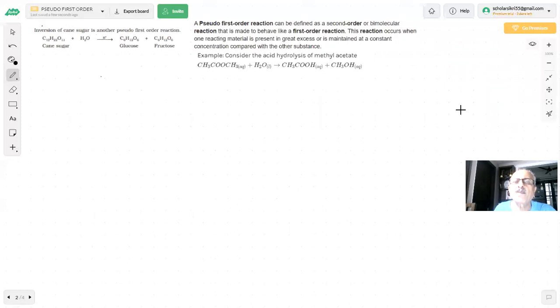And for example, what happened is that certain reactions are actually second order, but under certain conditions, they behave like first order. What is the meaning of pseudo? Here I am talking of pseudo first order reaction. If you see the meaning of pseudo, students, that means the reaction is actually not first order, but it behaves like a first order reaction.